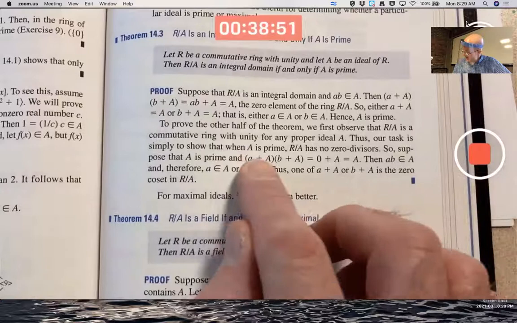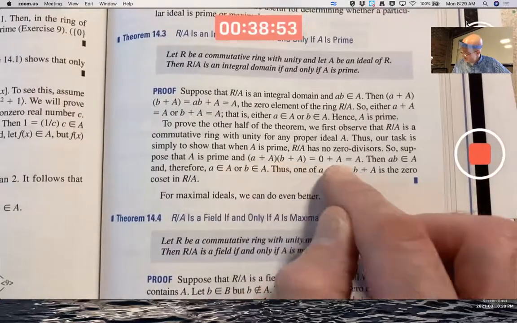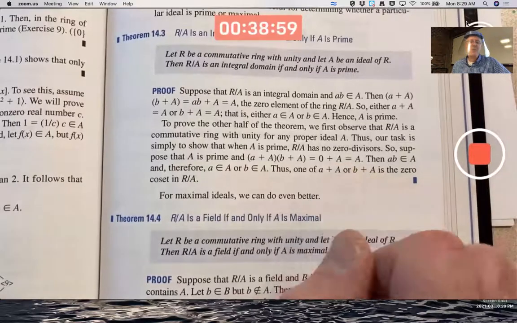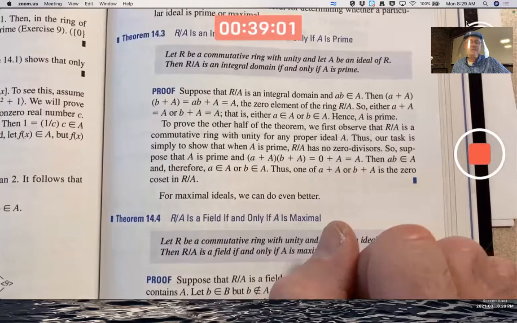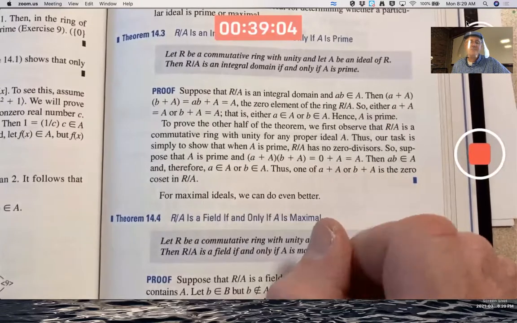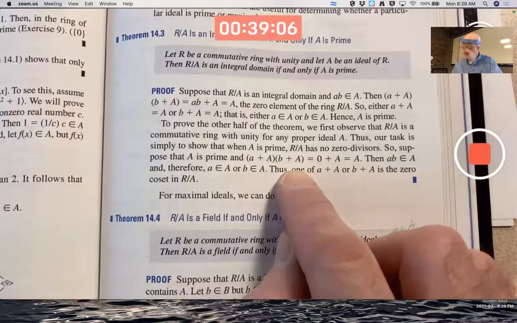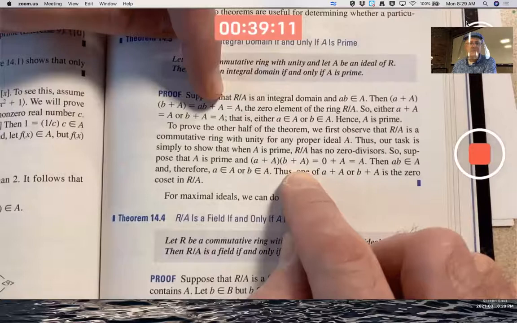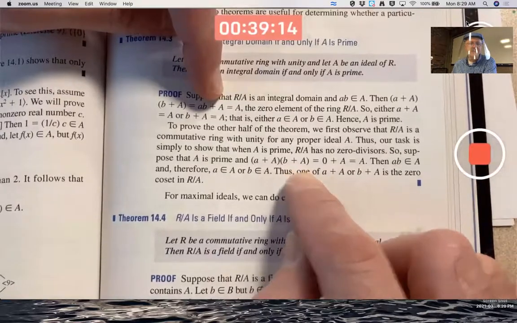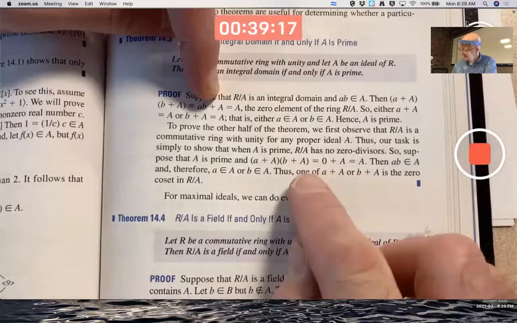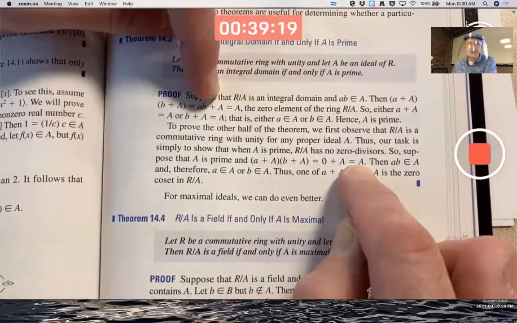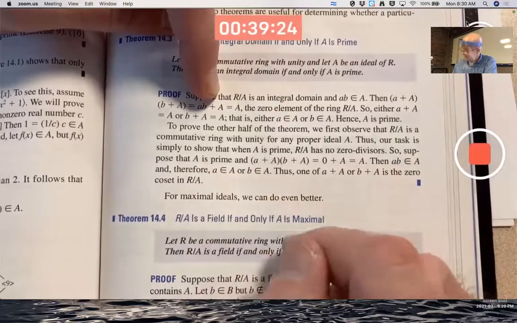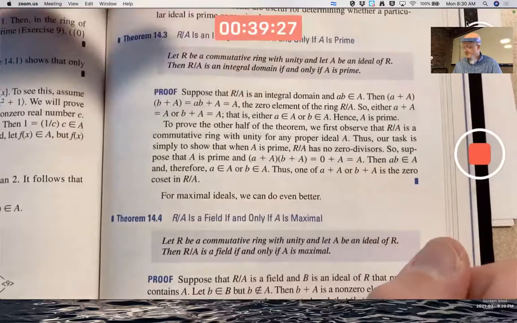Suppose the product of two arbitrary elements equals the 0, and show that one or the other is the 0 coset. But this product right here is the same as this. The author didn't write it, but could have. So that means a times b is in capital A, if this is assumed to equal capital A. But A is a prime ideal, therefore either little a is in capital A or little b is in capital A, and therefore one or the other of those is the 0 coset.